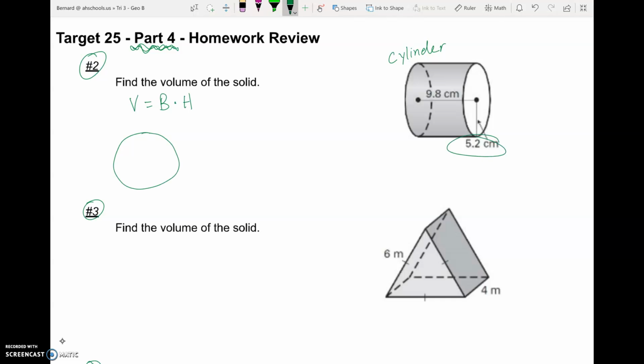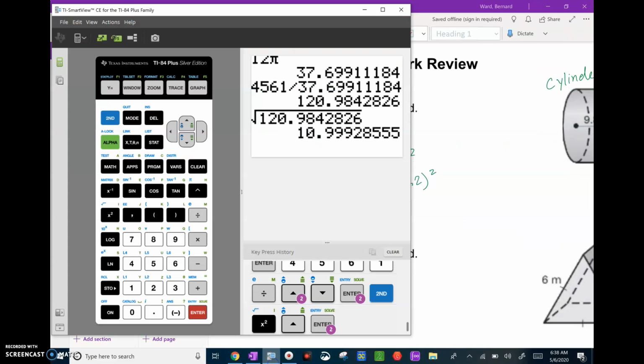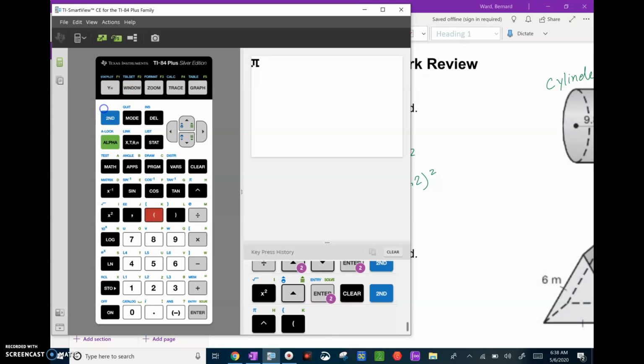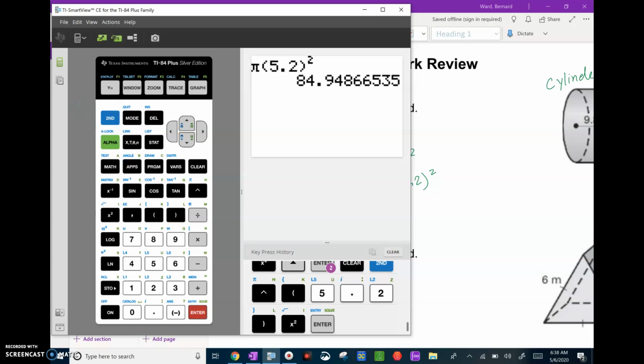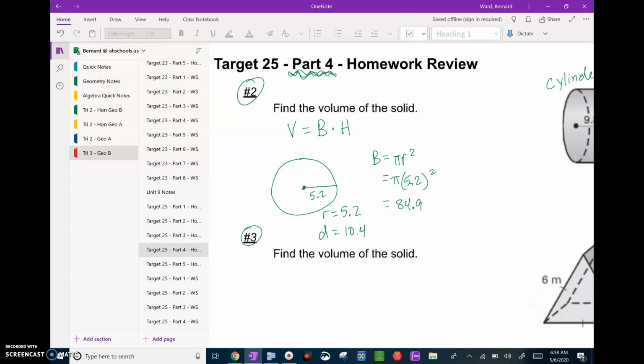Here's our circle, and as you can see in that picture, which shows us that the radius is 5.2. So r is 5.2. Now, I don't know that it matters, but our diameter is twice as big. That would be 10.4 if we need it. But for now, the radius is 5.2, right? Now, here we go. So to find big B, which will be the area of that circle, which is our base, the area formula for a circle is pi r squared. So we want pi times 5.2 squared. And when we type pi times 5.2 squared into our calculator, second pi, parentheses 5.2, close parentheses, squared, we'll get the area of that base is roughly 84.9. So 84.9. So that's big B.